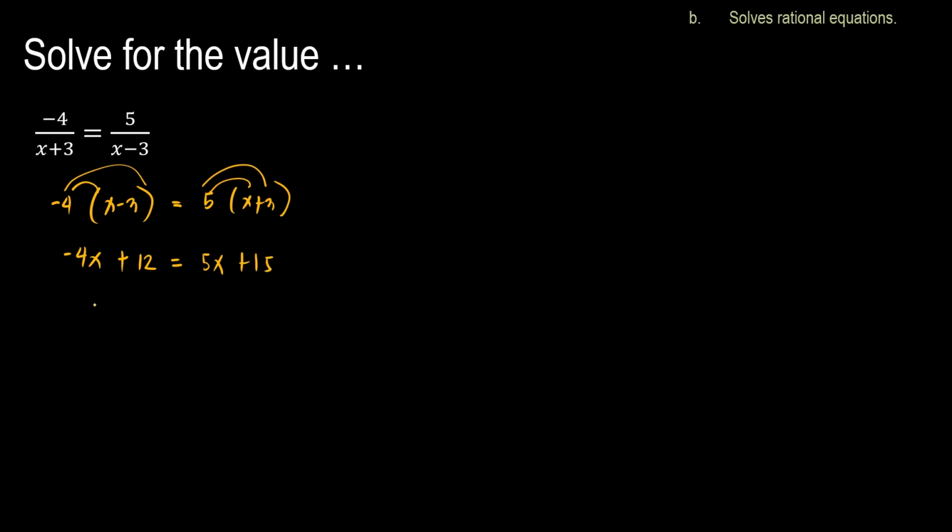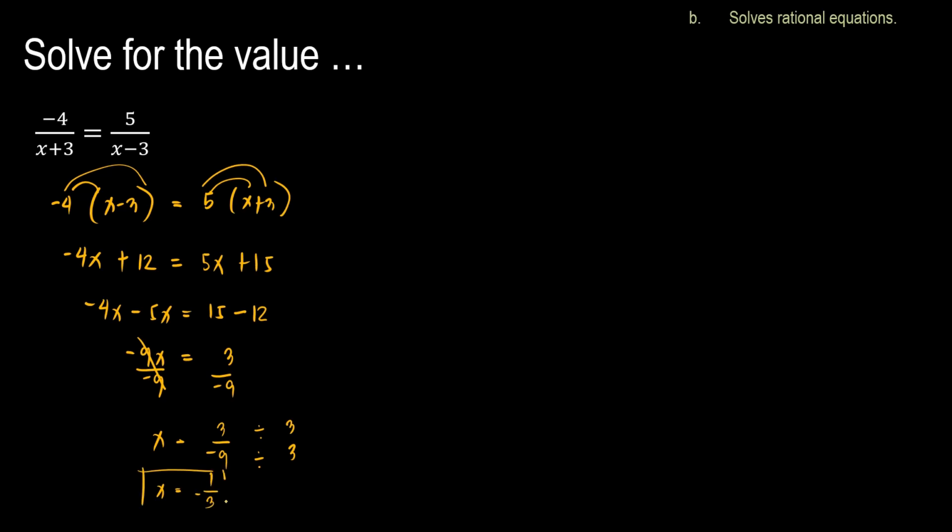Then combine like terms. Negative 4x minus 5x is equal to 15 minus 12. Let's simplify. Negative 4x minus 5x is equal to negative 9x is equal to 15 minus 12, we will have 3. Divide both sides by negative 9 so we will get the value of x. x is equal to 3 over negative 9. What is the greatest common factor of 3 and 9? It is 3. Then let's simplify. We have negative 1/3.